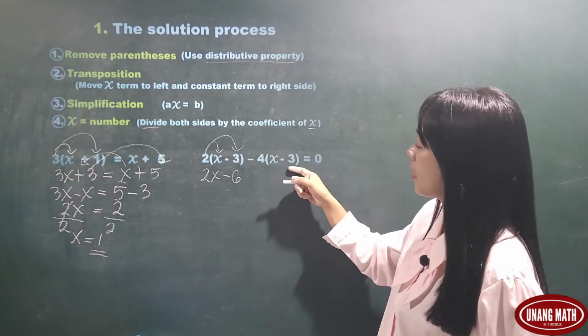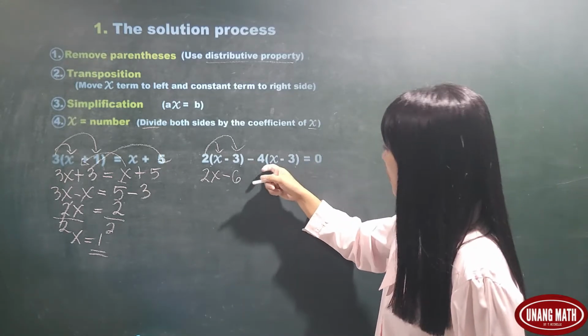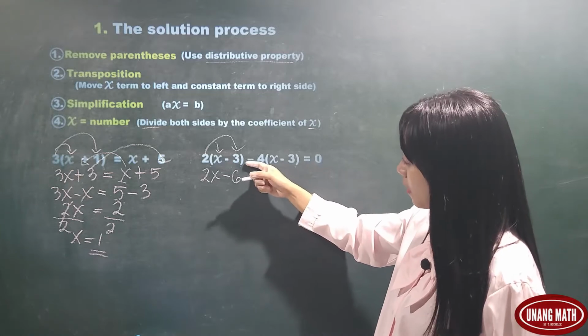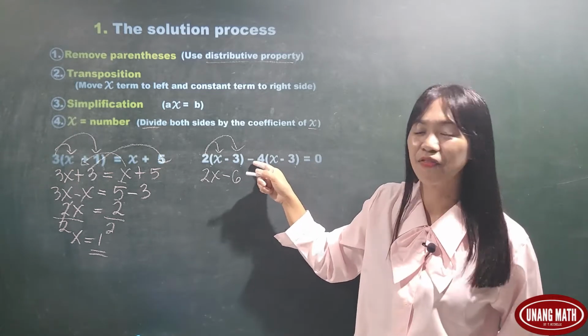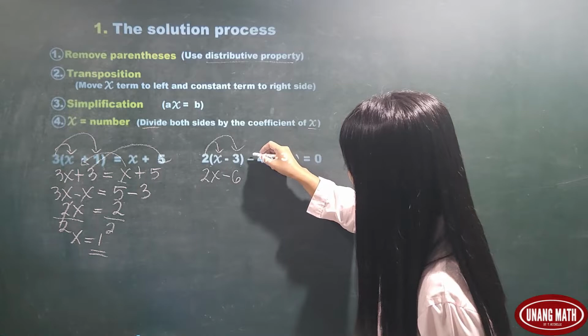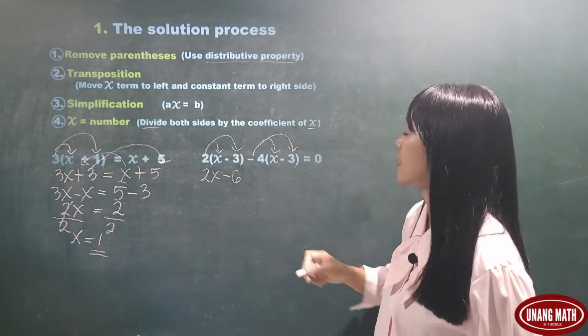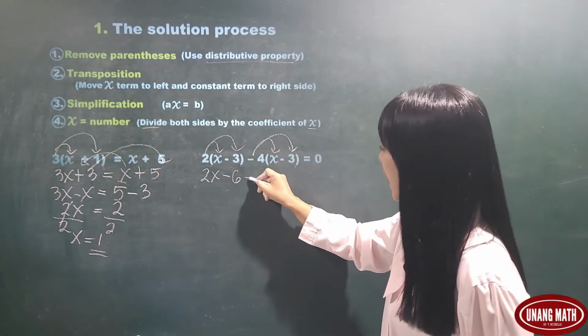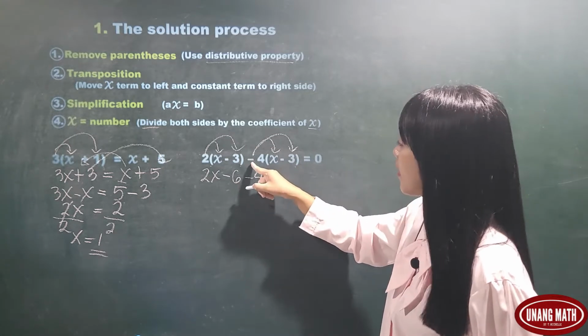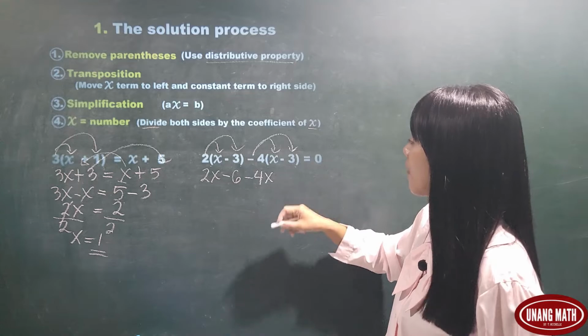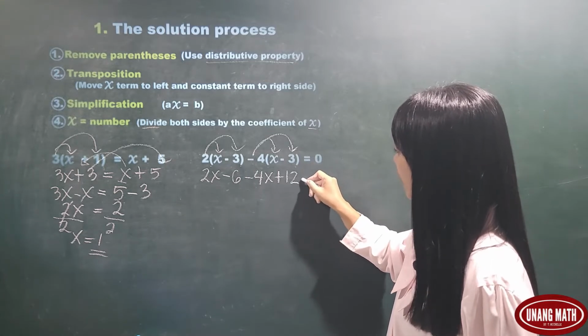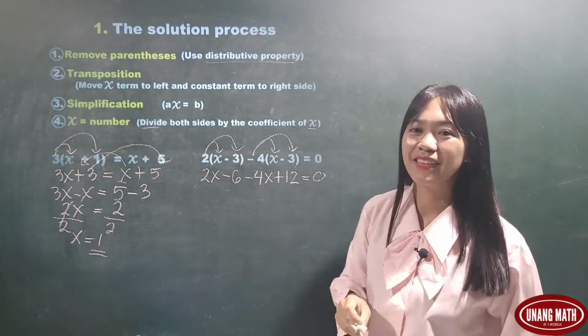Okay, how about here? We also need to remove this parenthesis. Okay, take note, this is negative 4. So we have to distribute negative 4 to each term inside the parenthesis. So negative 4 times x is negative 4x. Negative 4 times negative 3, positive 12. And this is equal to 0.